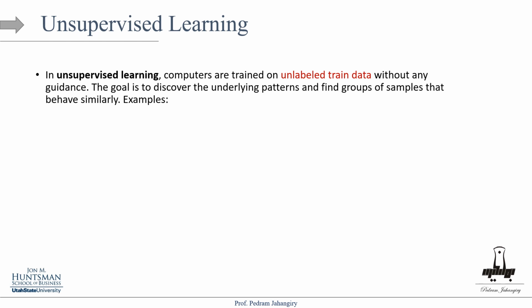Okay, so now let's talk about unsupervised learning, what kind of models we have and what are the examples, right? So in unsupervised learning, computers are trained on unlabeled data, as we talked about earlier, without any specific guidance. The goal is to discover the underlying pattern and find groups of samples that behave similarly. Well, the objective is a little tricky. It's a little fuzzy in unsupervised learning because basically you don't know what you're looking for, right? It's difficult to know how well you're doing. You're trying to find groups of samples that behave similarly or find a linear combination of features with the most variation, right?